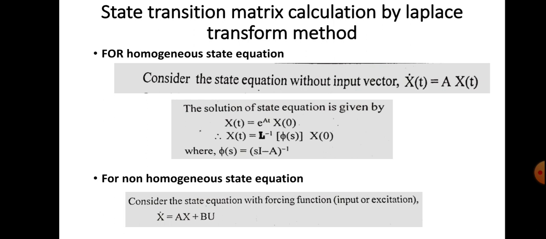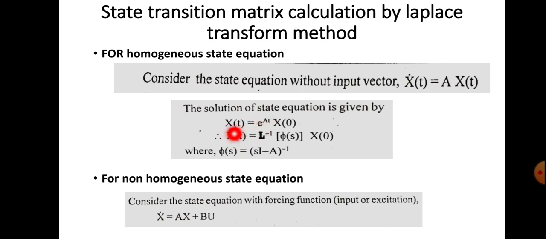Here are some of the equations relating to this. In the case of the homogeneous state equation, x dot of t is equal to A into x of t. This is the state equation for the homogeneous case, that means input equal to 0. The solution of this equation is of the form x of t equal to e raised to At into x of 0, where e raised to At is called the state transition matrix. So, we have to calculate this matrix, and in order to calculate it, we are using this formula.